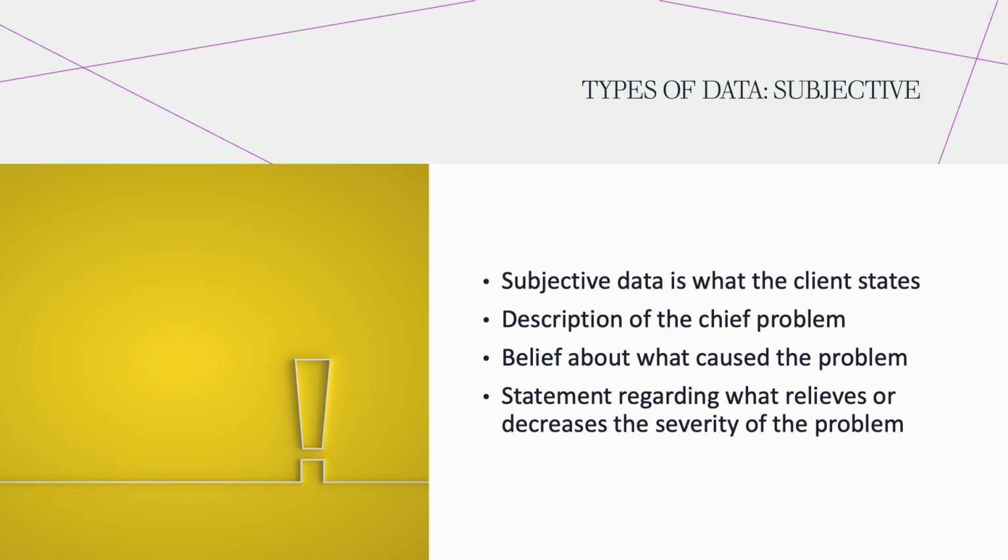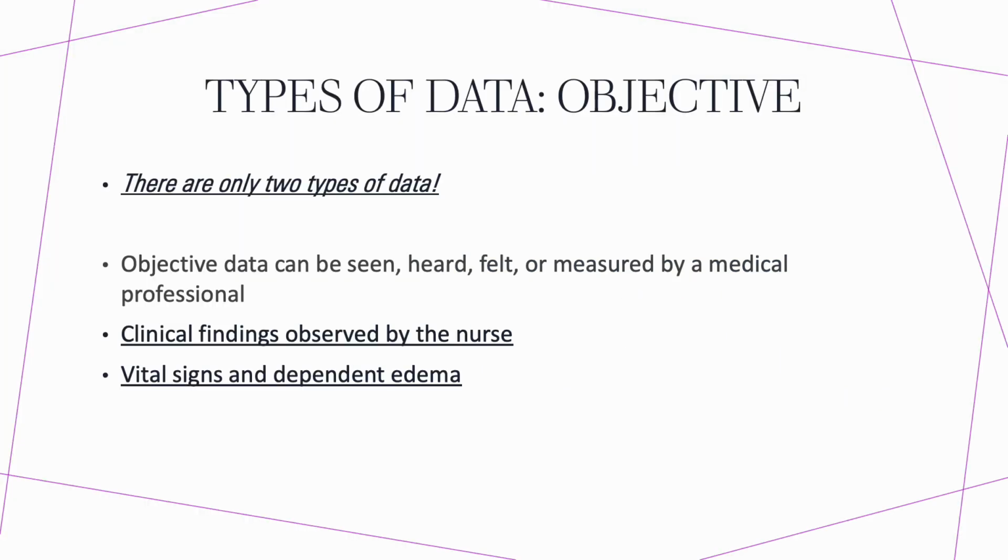I think I've beaten it until it's a dead horse. So let's move on and talk about objective very quickly, and then we will blow through that. Remember, this is testable, this is fair game. Objective data. Remember, there's only two types of data. Note that it is underlined, italicized, and bolded. There are only two types of data, subjective and objective.